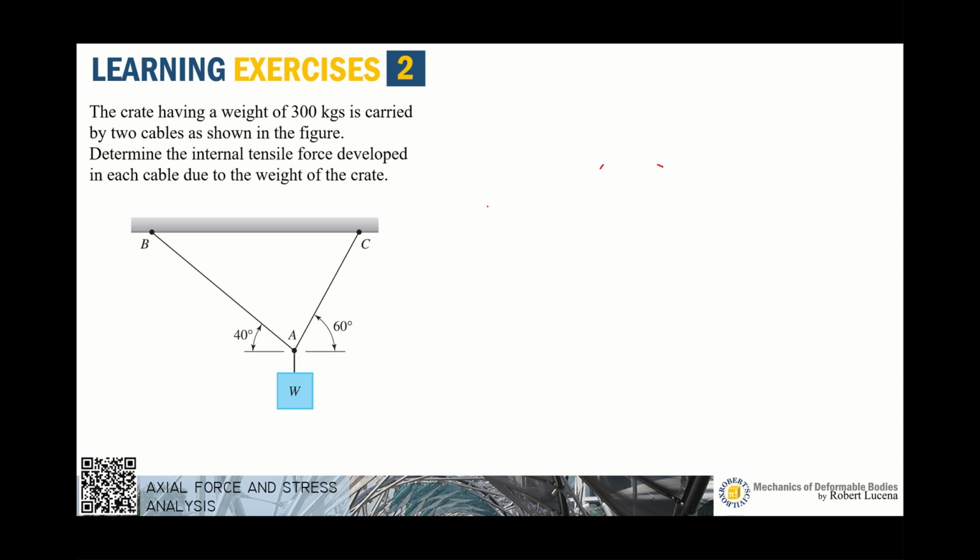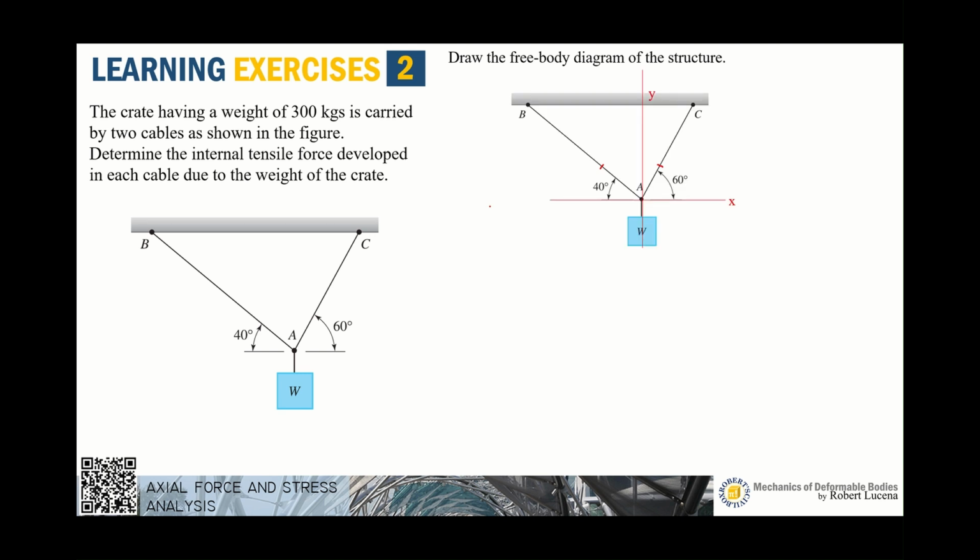Let's have another example where it involves cables. We have here a crate having a weight of 300 kilograms carried by two cables as shown in the figure. We are to determine the internal tensile force developed in each cable due to the weight of the crate. Again, we start solving this problem by drawing the free body diagram of the structure.